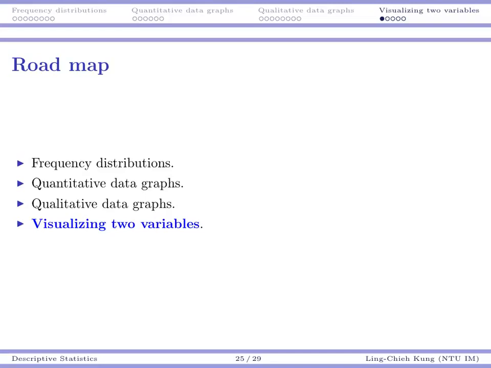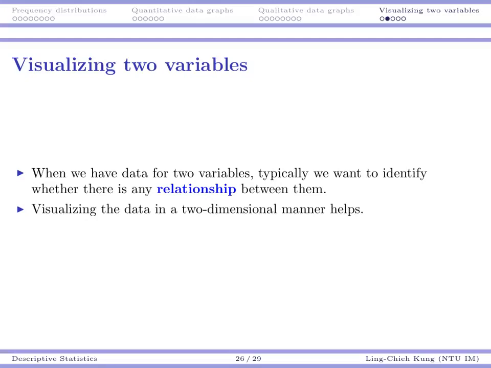Lastly, we want to discuss some issues about visualizing two related variables. In the previous two lecture videos, we only talked about some graphs for one variable. When you have two variables and we want to visualize their relationship, there are some things to do. When you have a data set for two variables, we want to identify whether there is any relationship between them. In that case, visualizing the data in a two-dimensional manner can help.